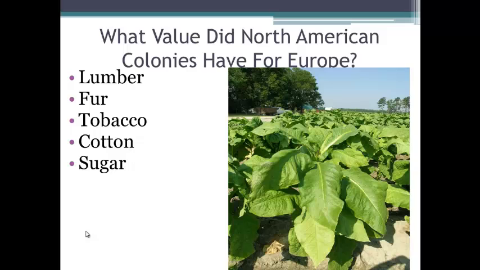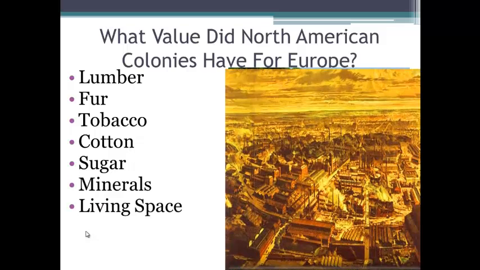Sugar as well, especially down south and in the Caribbean area. Sugar plantations were able to make lots of money by selling sugar. And one other issue that wasn't necessarily about making money or selling goods was what they refer to as living space. So this idea that Europe was becoming crowded, especially in places like Great Britain and London, and people needed places to live. So they saw North America and thought it'd be a great idea to start sending people in that direction. So living space was offered in North America.